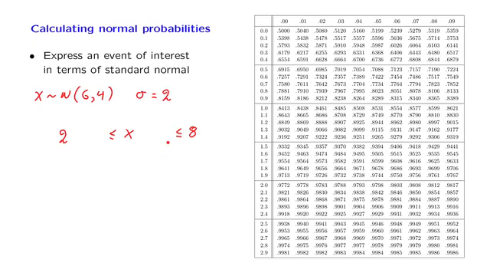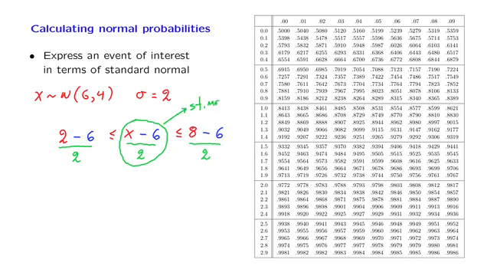Here's how we can proceed. This event is the same as the event that x minus 6 takes a value between 2 minus 6 and 8 minus 6. This event is the same as the original event we were interested in. We can also divide both sides of this inequality by the standard deviation, and the event of interest has now been expressed in this form. But at this point, we recognize that this is of the form x minus mu over sigma. So this random variable here is a standard normal random variable.